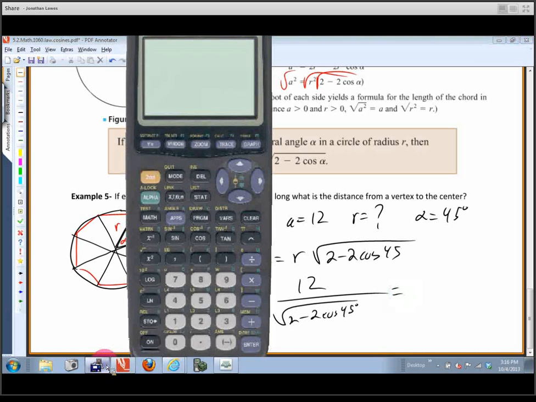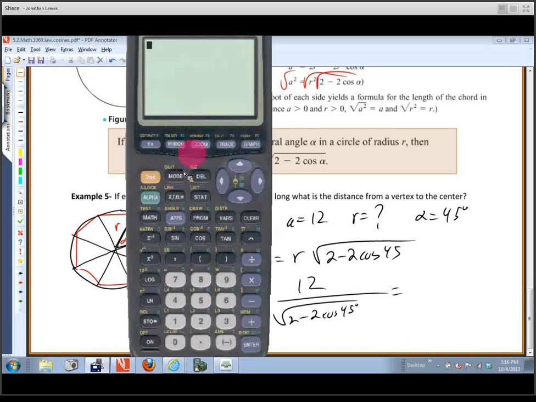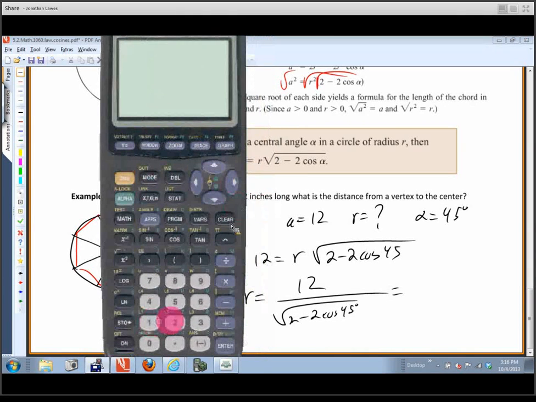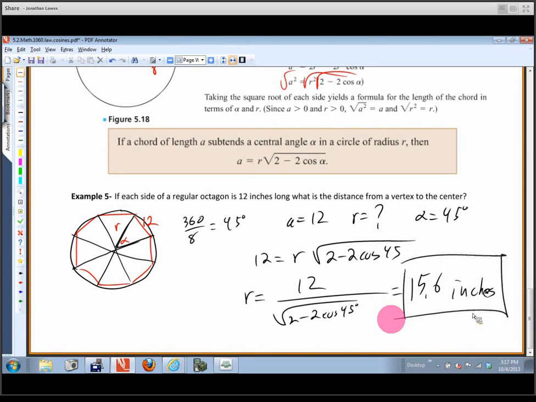Let's go ahead and do that really quickly then. Let's clear that off. And let's see, we've got 12 divided by the square root of 2 minus 2 cosine 45. Close the parentheses there. 15.67. So that radius is 15.67 inches. Not sure, haven't looked really closely at a stop sign, but that sounds about right. Some of those are pretty good size.